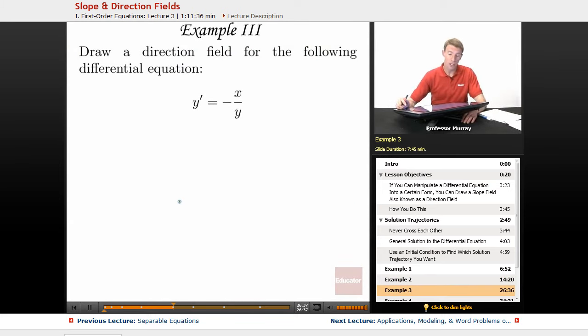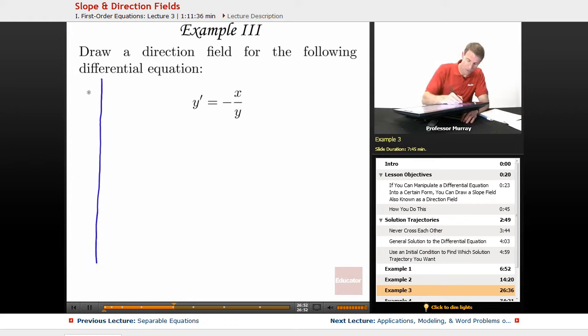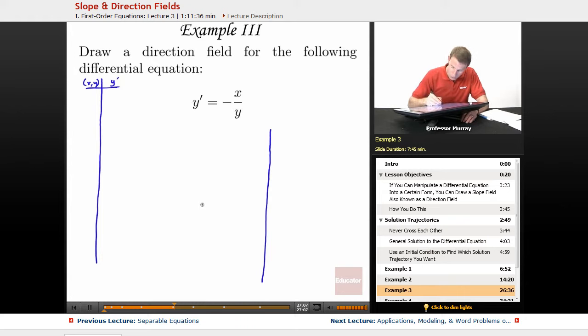In example 3, we're going to draw a direction field for the following differential equation. y prime is equal to negative x over y. I'm going to start by making a little chart in which I'm going to list various combinations of x's and y's, and then I'm going to plug them into the differential equation and see what I get for y prime. Once I've got a good number of points stored up, I'm going to draw a graph of those and see if I can get a general idea of what the direction field would look like.